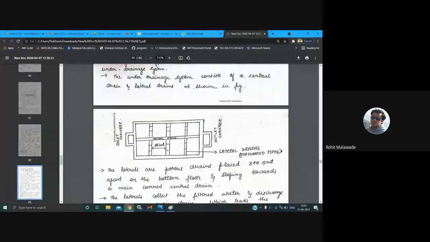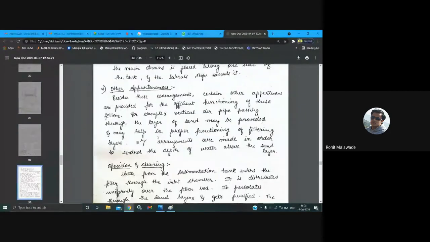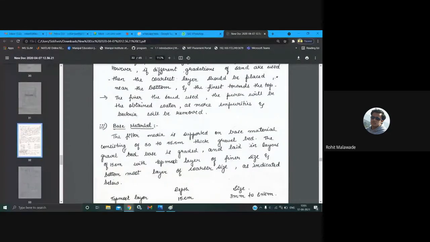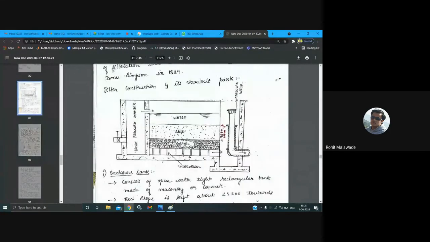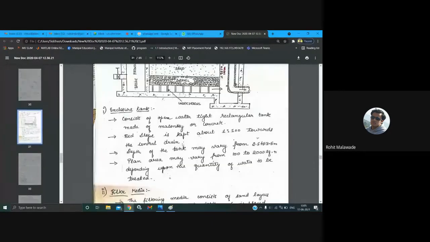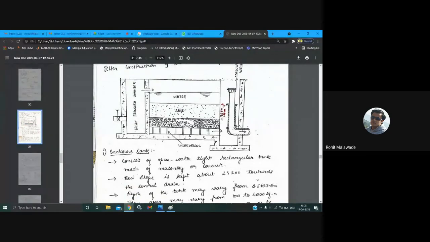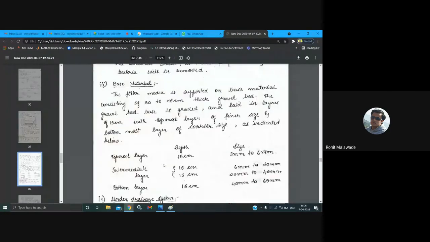In case of the base material, we will be using gravel particles of around 30 to 75 mm. That is the depth we are going to maintain here. The fine sand we keep up to a height of 1 meter, but here we are going to vary the gravel bed from a depth of 30 to 75 centimeter. A 30 to 75 centimeter thick gravel bed we are going to maintain, and each layer is of 15 centimeter.